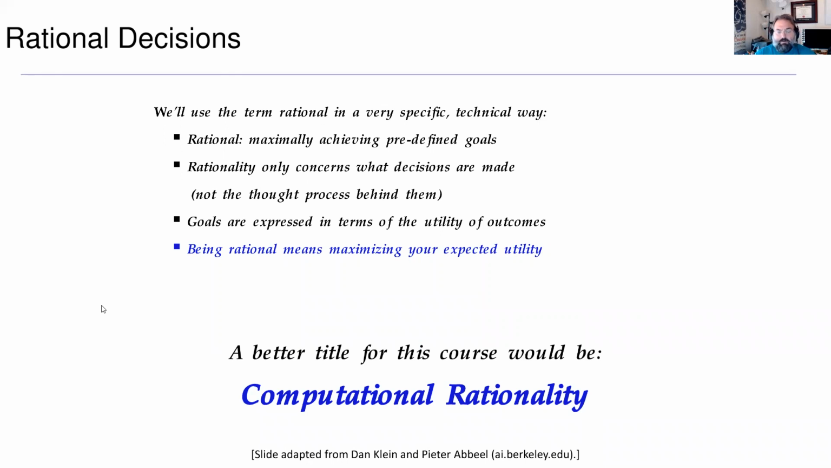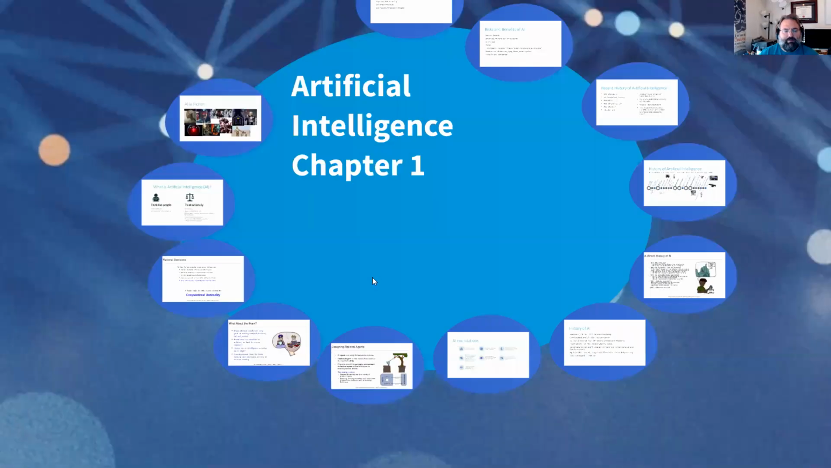And your goals, you'll see this word utility. We'll talk a fair amount about that, and it's utility of outcomes. It's about some measure of how well something meets the goal. And it's all about being rational means maximizing your expected utility, and that's a key concept, is doing things that get you the most or the closest to your goal or the thing you're trying to achieve.